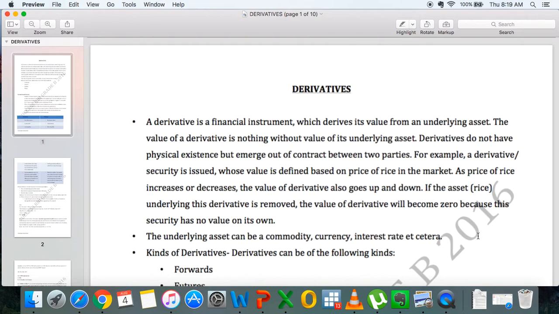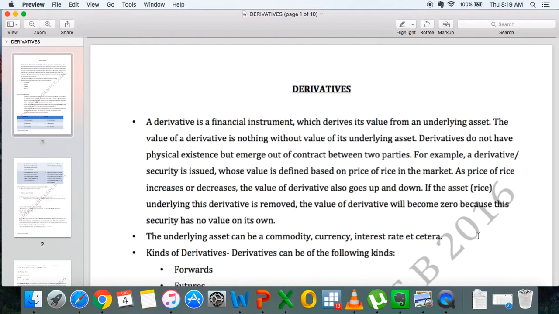And the financial institution says, "Why not? I'll issue a derivative whose value will be dependent on the value of this mortgage. If the loan payer keeps paying the interest regularly, then there is no problem. But if the loan payer stops paying the interest, then the value of this derivative will go down." So they started issuing securities, which were called derivatives, in the financial market, in the stock exchange, whose value was based on the underlying asset, which was the mortgage.